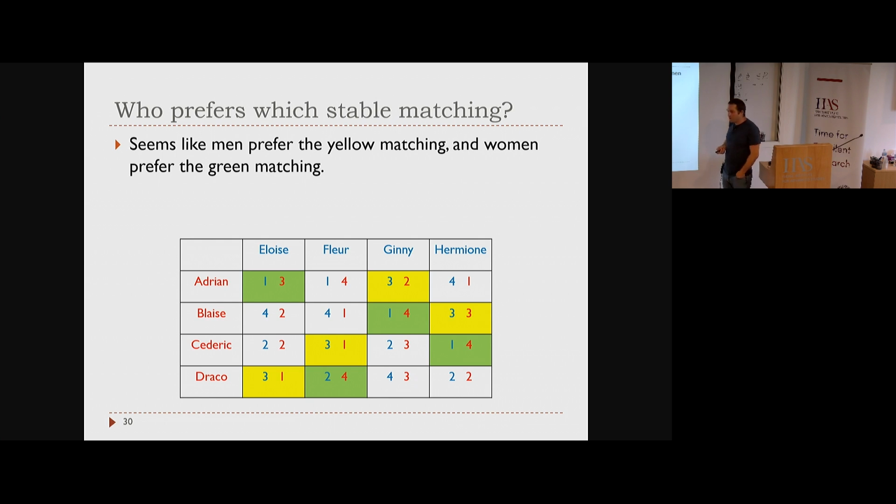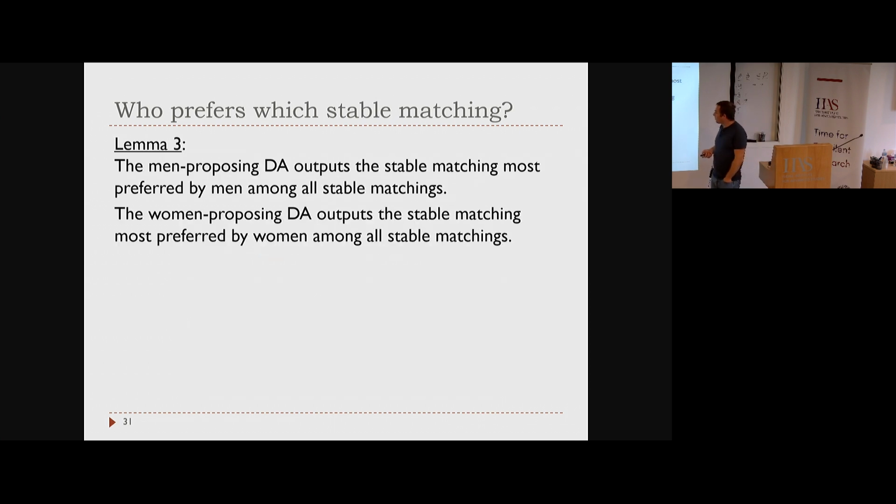That happened because, and I'm not going to prove it, the men proposing deferred acceptance outputs the stable matching most preferred by men among all stable matchings. So if you look at the set of all the possible stable matchings, the one that we get from using the men proposing deferred acceptance is the one that all men prefer to all other stable matchings. Okay? I said I'm not going to prove it, but I'm going to give an intuition, because intuition is easy.